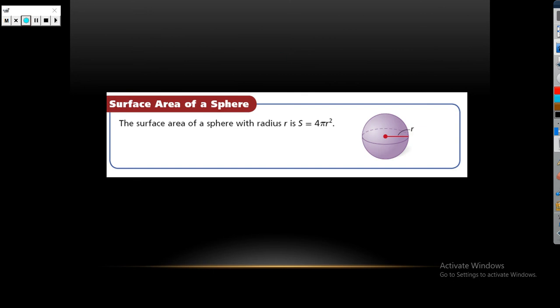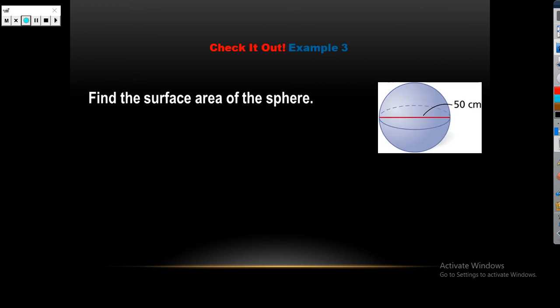So now I'm gonna go to the next part. Surface area of a sphere. The surface area of a sphere with radius r is 4 pi r squared. So find the surface area of the sphere. This is the diameter. It's 50 centimeters. I need to find the radius, so I'm gonna divide 50 by 2. So it will be 25. So now the surface area is 4 pi r squared. 4 pi 25 squared. And it will be 2500 pi centimeters squared.